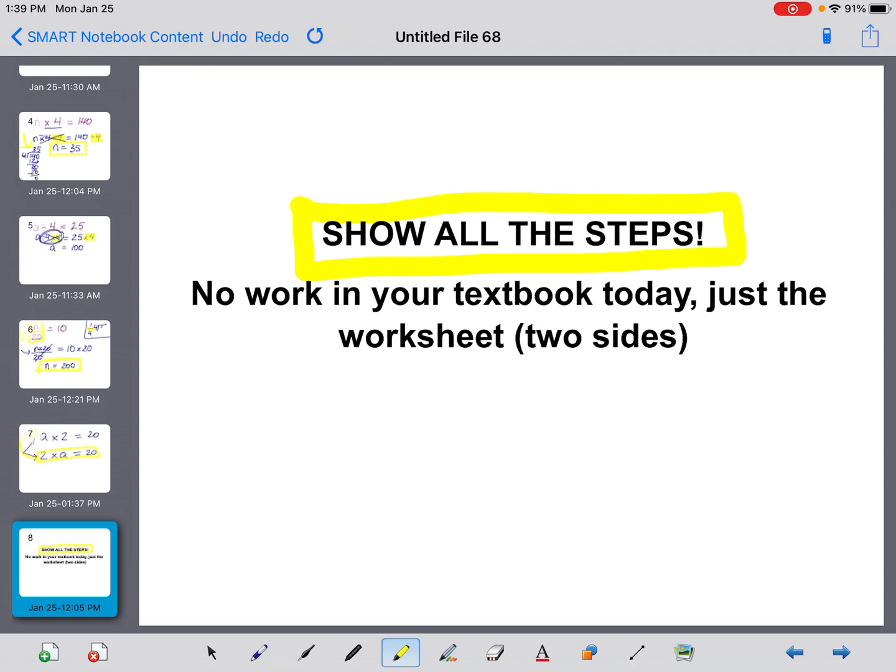All right, so showing the steps, doing the whole worksheet. I think that's all I have to say to you. And if you have any questions, as always, let me know.